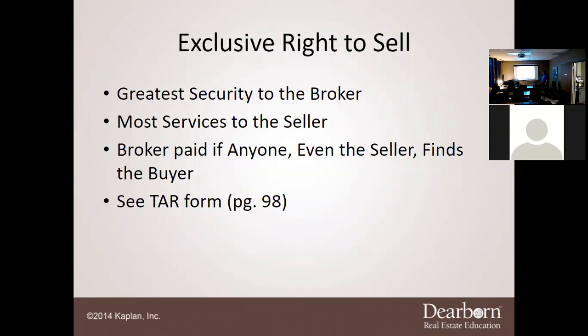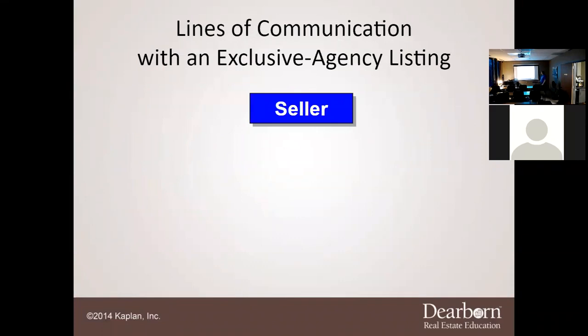Now, the broker is paid if anyone, even the seller, finds the buyer. And again, there is the TAR form. If you look in your textbook, which is online, it's on page 98. That is the copy of the exclusive right to sell. Okay.